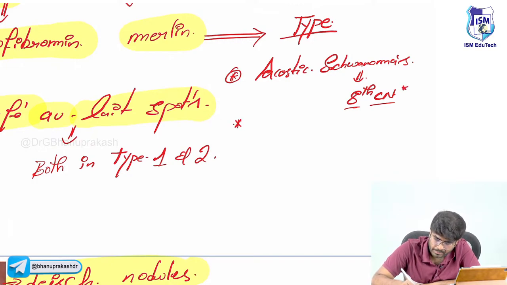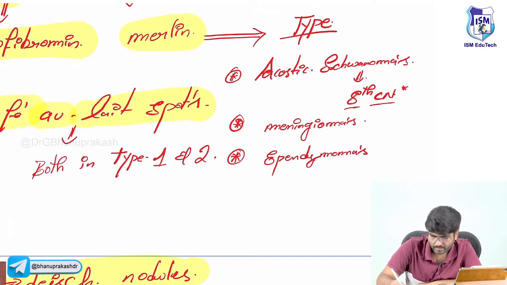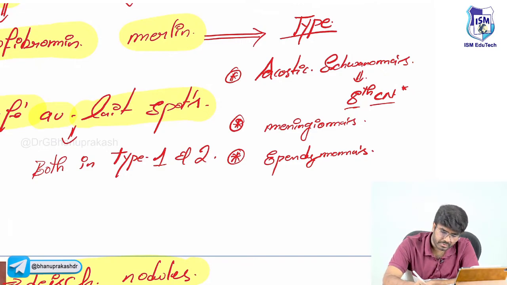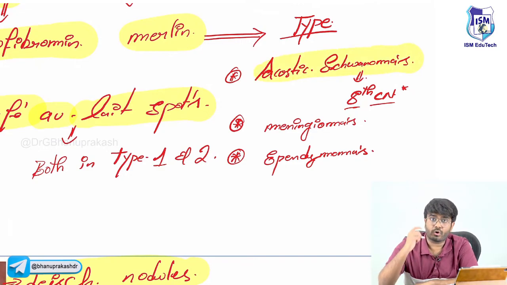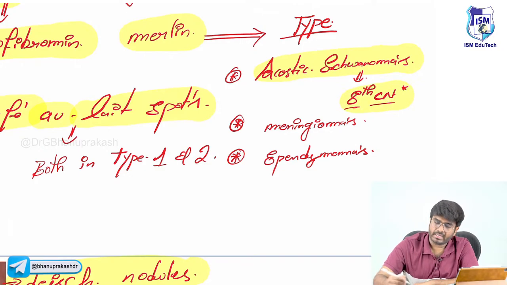The patients are also going to have meningiomas. And anything else? Ependymomas. So these are the three types of tumors. If a patient is suffering from neurofibromatosis type 2, he is going to have bilateral acoustic schwannomas, where the vestibulocochlear nerve is affected, and the patients are also going to have meningiomas and ependymomas.